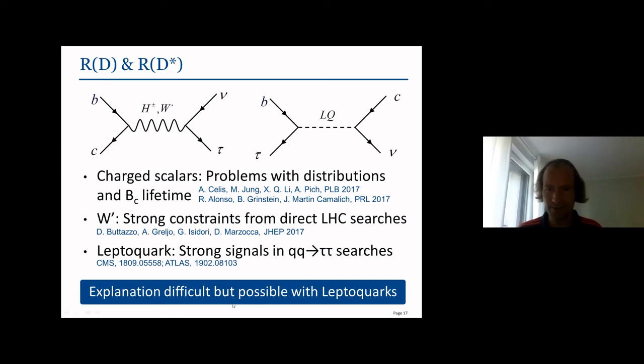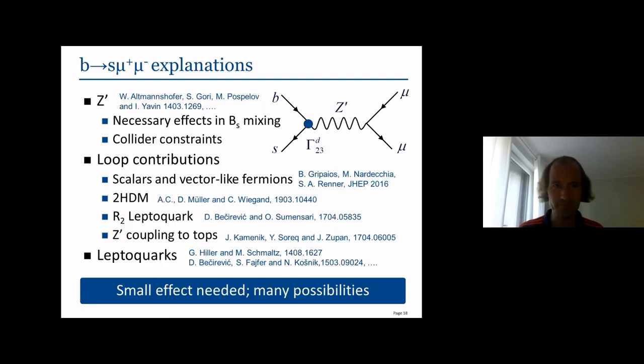Leptoquarks give strong signals in tau-tau searches, but as you have seen in the talk from Bhupal, they still work. So in principle, at least if you want to go for the central values, leptoquarks is the only way you can do it here. For B to S mu mu, it is simpler because you only compete with a loop suppressed effect in the standard model.